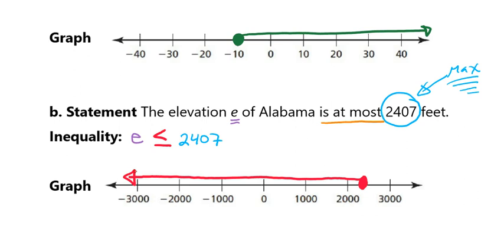An interesting little fact is that if your variable is on the left-hand side, this symbol will always point the direction of your graph. But it only works if the variable is on the left. If it's not on the left, that won't work. It'll point in the opposite direction.